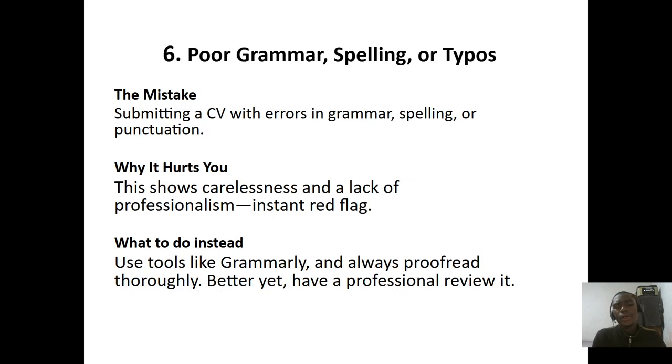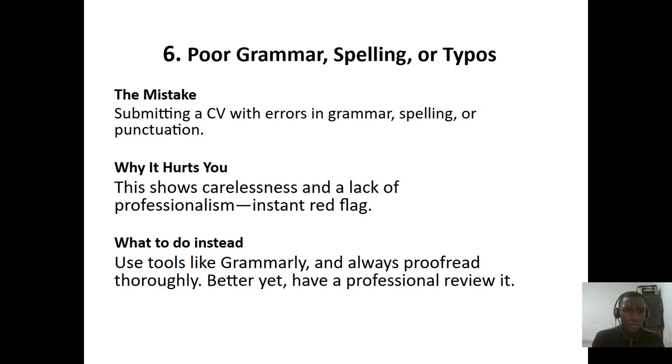And the next error that people make on their CV is poor grammar, spelling, or typos. A lot of people make this kind of mistake on their CV. They are going to submit a CV with errors in grammar, spelling, or punctuation. Whenever you do this, it is not good for you. It is not presentable, right? This shows carelessness and a lack of professionalism. It is an instant red flag to the employers.